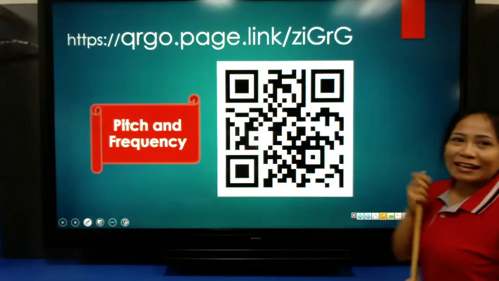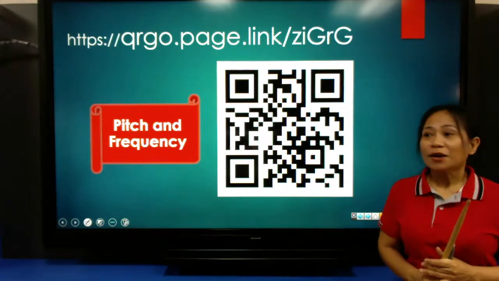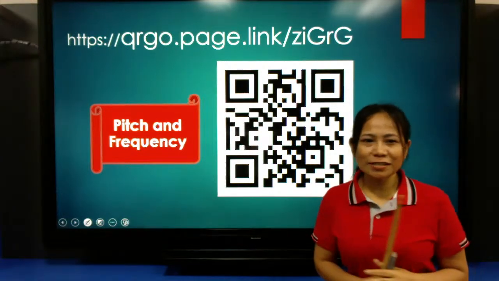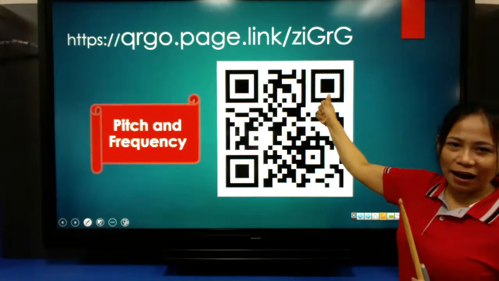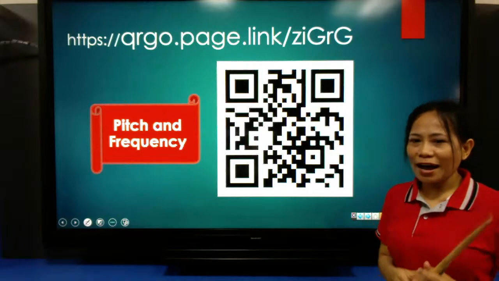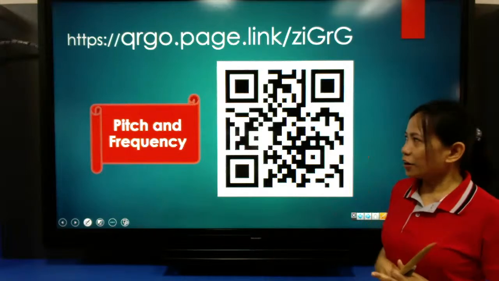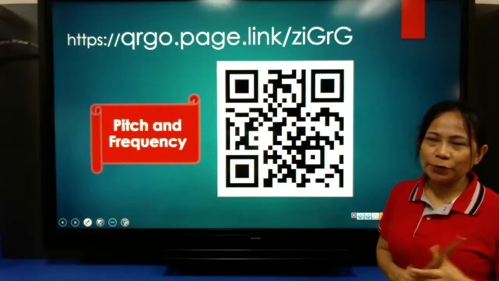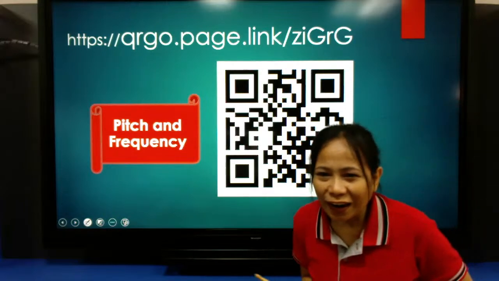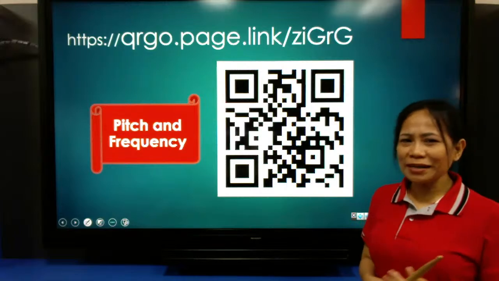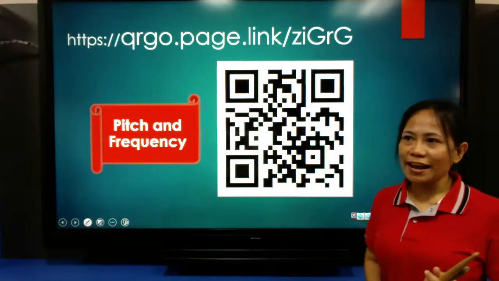Okay, so class, I have here a test for you. It's all about pitch and frequency. If you remember our topic last meeting, you will be able to answer. Please get the QR code and then start to answer. This is not a unit test, it's just a worksheet for reading. Please call your classmates to answer our worksheet for today. It's all about pitch and frequency.